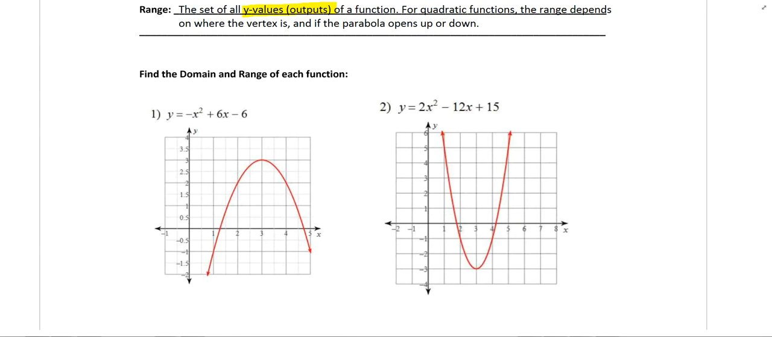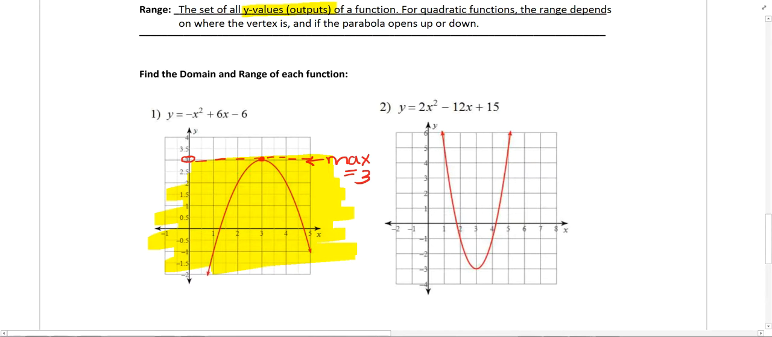So in this example right here, number 1, this is the equation in standard form. The vertex is right here. The highest point is at 3. That is the maximum. So the maximum is at 3. We can see that that's the highest level. It's almost like there's a wall there, and so your range is never going to go beyond that. Your graph is going to stay at 3 or below, and it's going to keep going down and down and down.